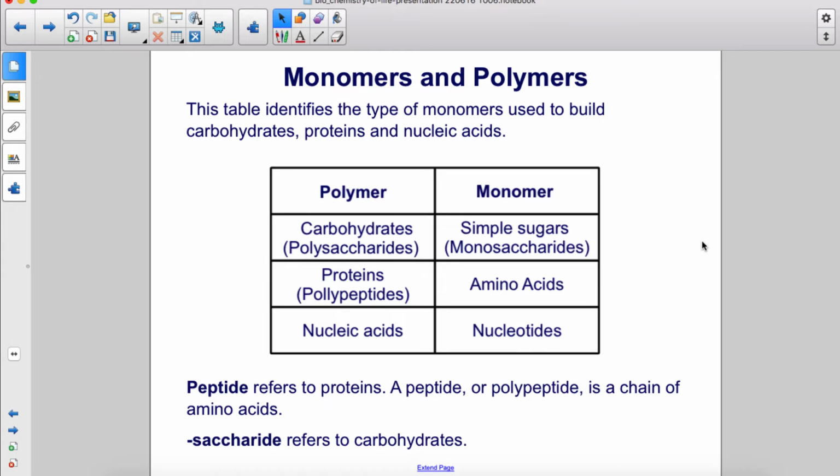This table identifies the type of monomers used to build carbohydrates, proteins, and nucleic acids. So carbohydrates are made of simple sugars. Proteins or polypeptides are made of amino acids, and nucleic acids are made of nucleotides. Peptide refers to proteins. A peptide or polypeptide is a chain of amino acids. Saccharide refers to carbohydrates, as in polysaccharides and monosaccharides.